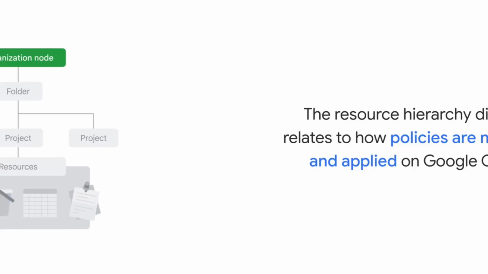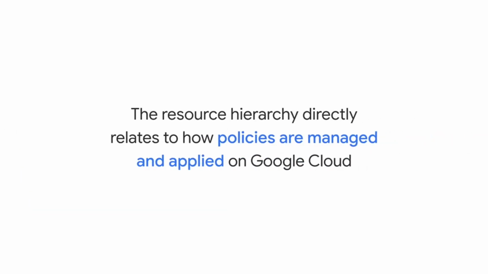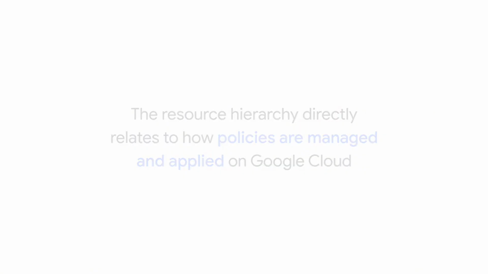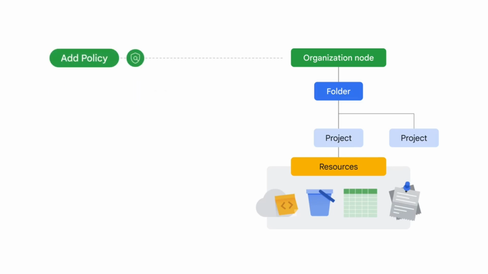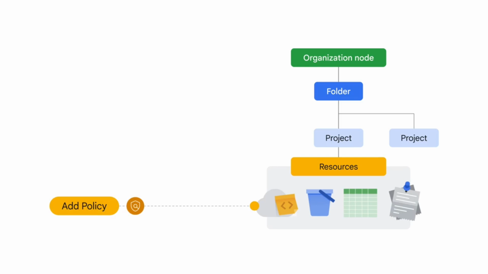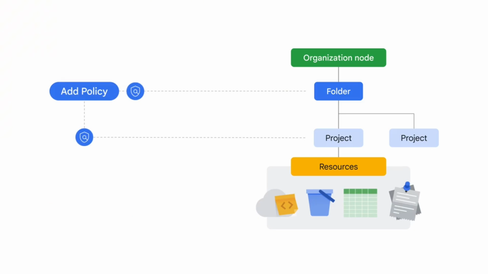It's important to understand this resource hierarchy because it directly relates to how policies are managed and applied when you use Google Cloud. Policies can be defined at the project, folder, and organization node levels. Some Google Cloud services allow policies to be applied to individual resources too. Policies are inherited downward. This means that if you apply a policy to a folder, it will also apply to all of the projects within that folder.